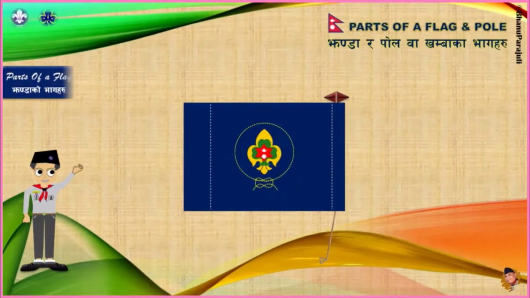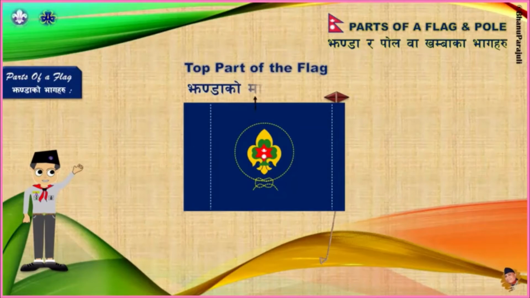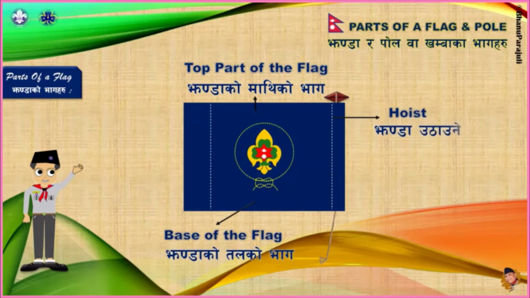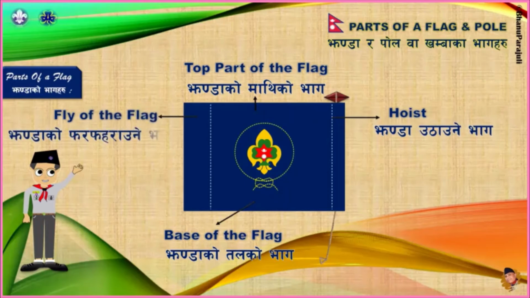Parts of a flag. Top part of the flag. Base of the flag. Hoist. Fly of the flag. Toggle is used at the top position of the flag.